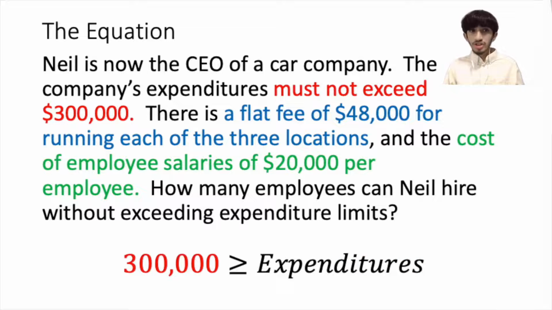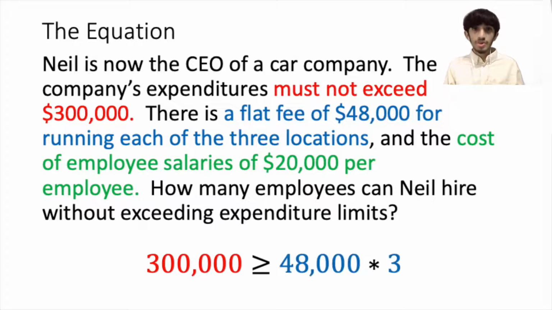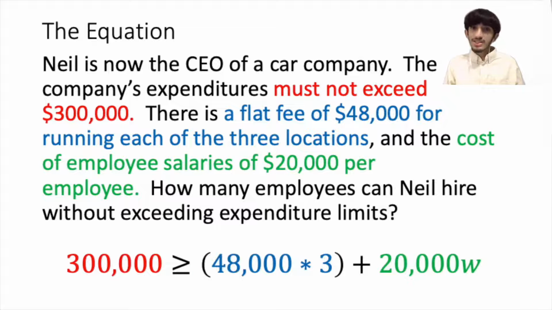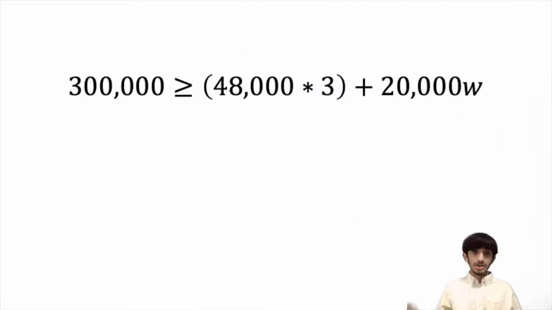Now for the expenditures, we know there's a flat fee of $48,000 for each of the 3 locations in Neil's company. This can be written as 48,000 times 3. Additionally, the company must spend $20,000 per employee hired. Now, since we don't actually know the number of employees there are, we'll assign a variable. Let's say W, right, for the workers? Anyway, we can put this in the equation as 20,000 times W, adding that to the flat fee. And that's actually it. Now pause the video right here and take a moment to solve it.